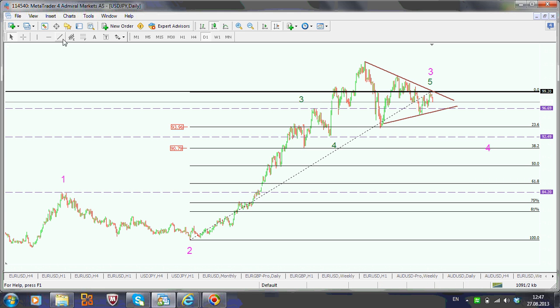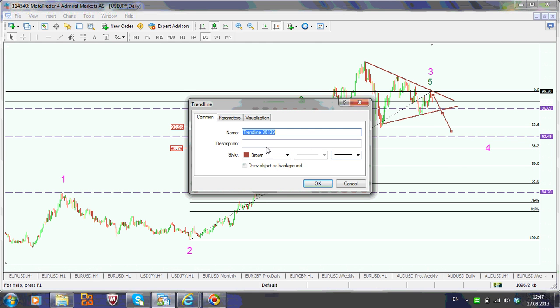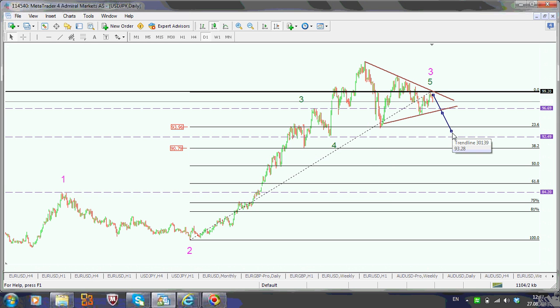So what to look for next? Look for a corrective move to come into this area, something like this. Look for the triangle to be broken, then maybe retest it, and then another move to the downside that should come here.